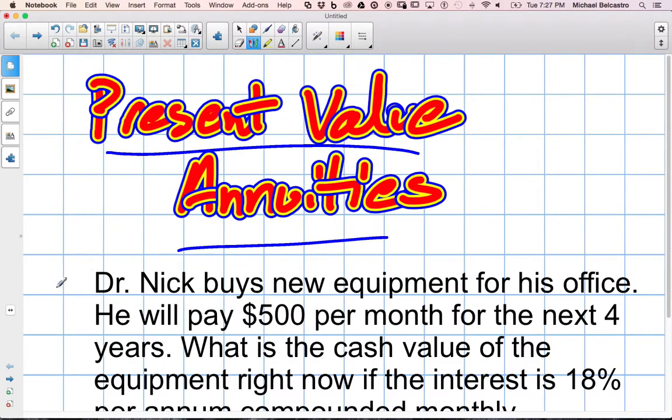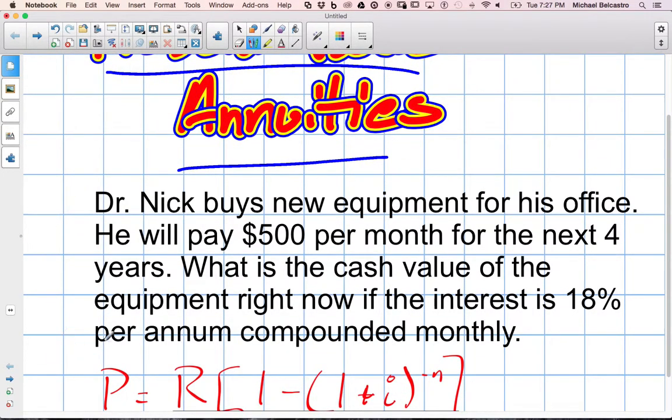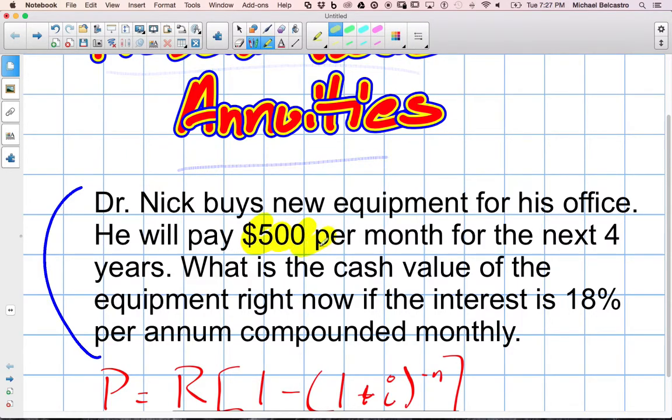A present value annuity. So we're going to read through this and we'll highlight what's important. A doctor buys equipment for his office and he's going to pay $500 a month for the next 4 years. So this is essentially already a loan, we can tell. The question wants to know what the cash value is, right now. In other words, what's the present cash value of this.